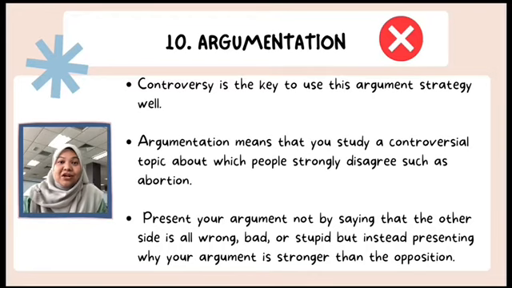The last one is argumentation. For this strategy, controversy is the key to using this argument strategy well. What is argumentation? Argumentation means that you study a controversial topic about which people strongly disagree, such as abortion or violence. And you have to present your argument not by saying that the other side is all wrong, bad, or stupid, but instead presenting why your argument is stronger than the opposition.